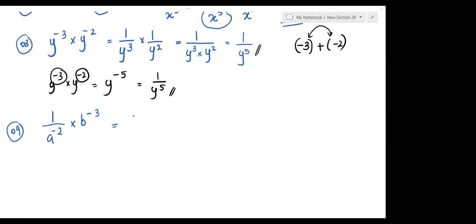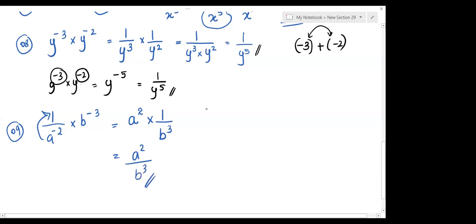Yes, what is the answer here? Here we can take a to the power of -2 as a to the power of 2 because I changed the negative index into positive index. Then b to the power of -3, 1 upon b to the power of 3. Then it is a to the power of 2 upon b to the power of 3.